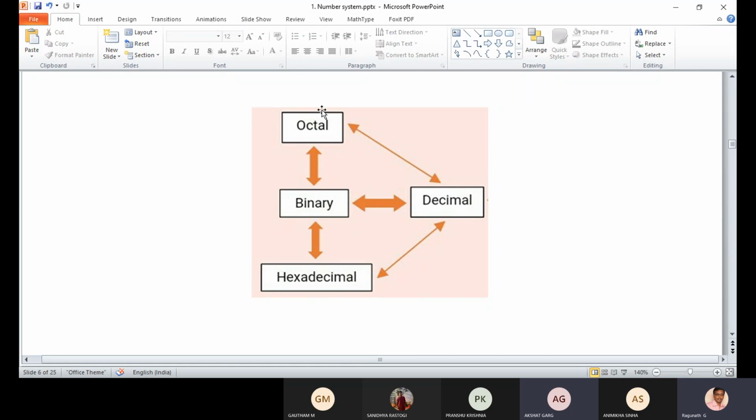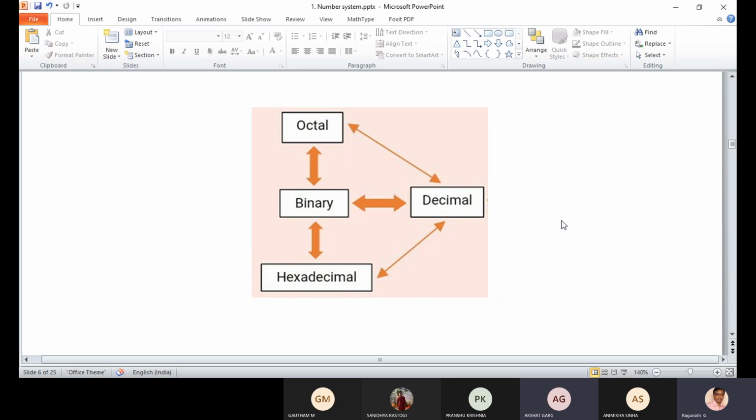I have an octal number. I want to convert it to binary. Can I convert it directly, or should I convert to decimal and then decimal to binary? Anyone tell me? Have you got it? So we can do it both ways, I think. Not both. Which is efficient?